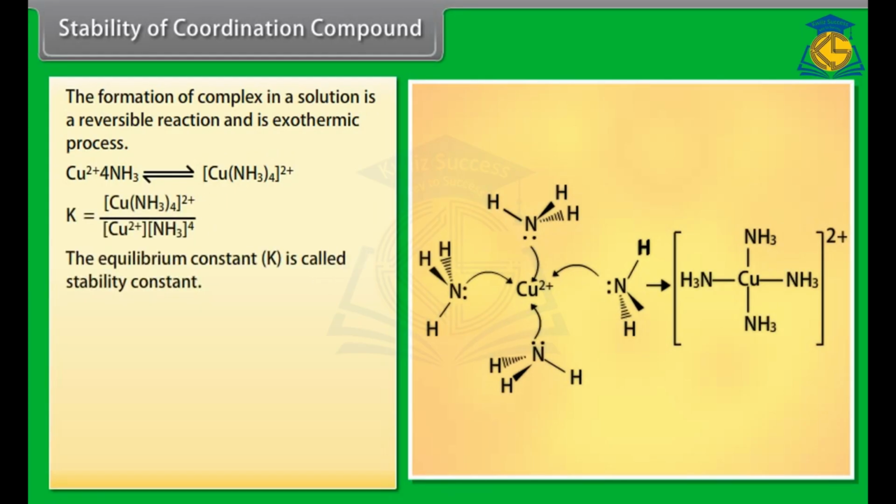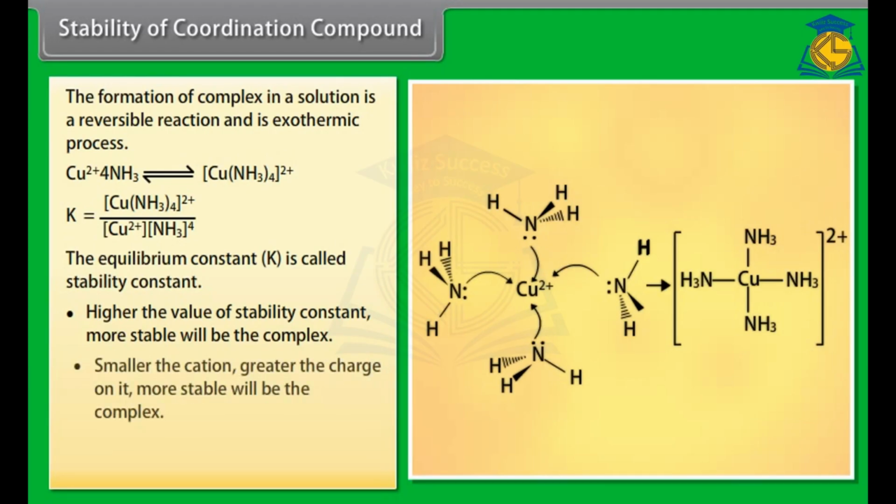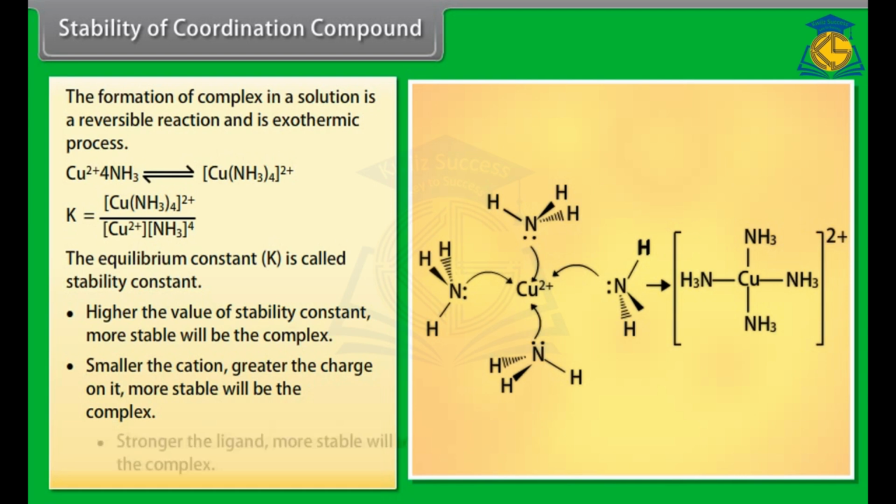The equilibrium constant K is called stability constant. Higher the value of stability constant, more stable will be the complex. Smaller the cation, greater the charge on it, more stable will be the complex. Stronger the ligand, more stable will be the complex.